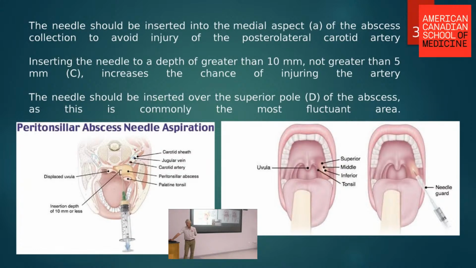You can anesthetize the area, or you can give the patient some opiate analgesics to make them a little bit more comfortable. You never insert the needle more than 1 centimeter. You can put what's called a needle guard on there so that prevents you from going too deep. You can see that in the schematic on the right. Aim for the superior pole of the abscess, because this is the most common area where you're going to get adequate drainage.